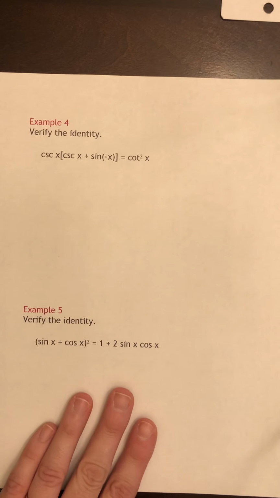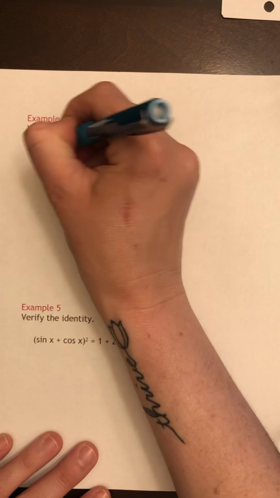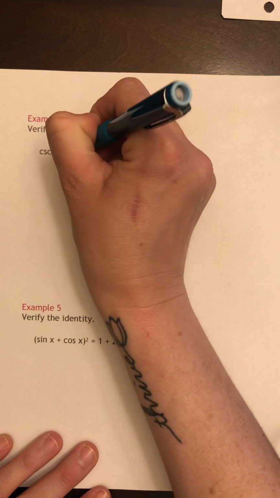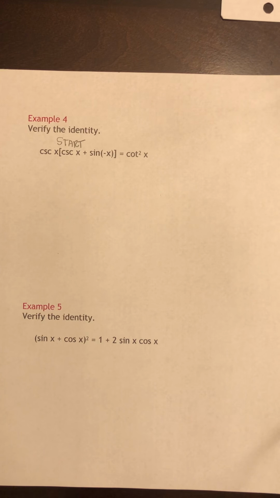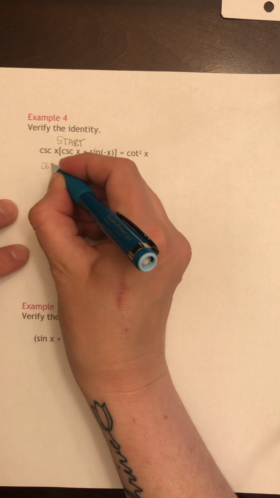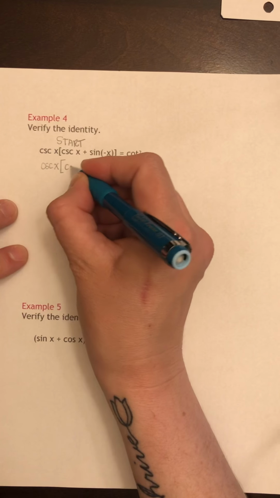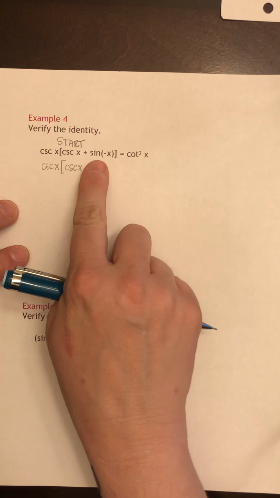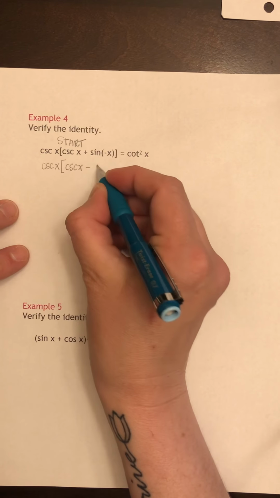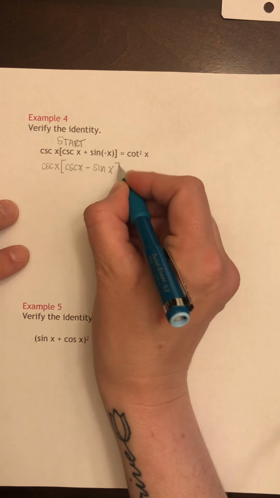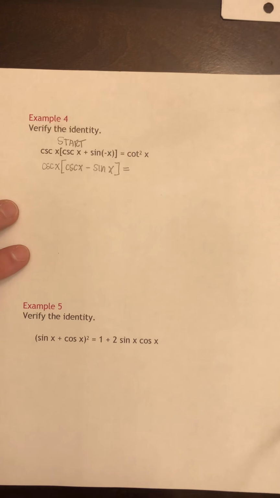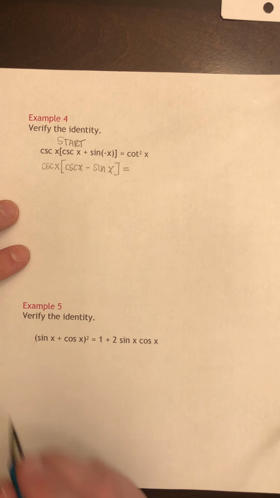All right, example number 4. I definitely think I'm going to start over here on the left. More stuff, right? Well, first thing I see is that there's a negative x, so I need to go back to my even, odd identities. And so we just saw in the last example that sine of negative x turns into negative sine of x because it is an odd function. So now I think I'm probably going to do the distributive property. That seems to me to make the most sense.